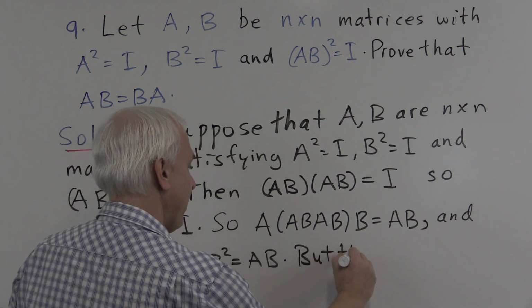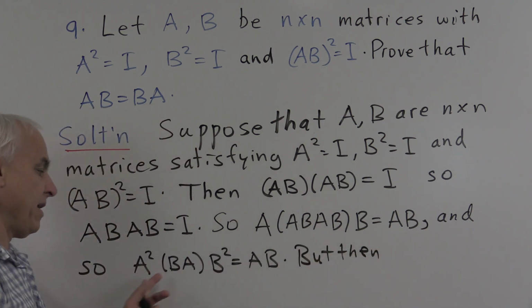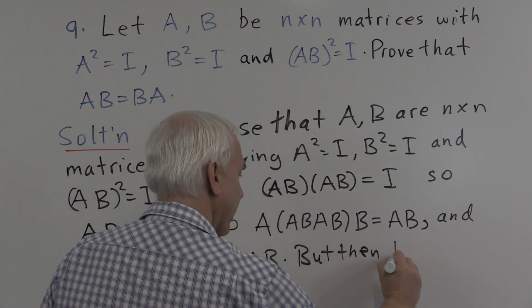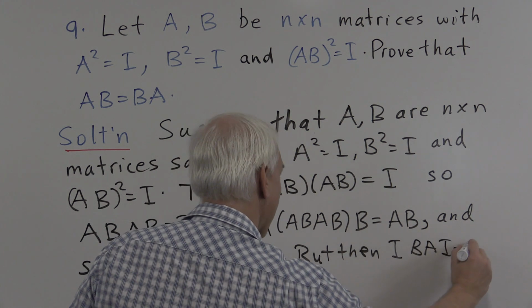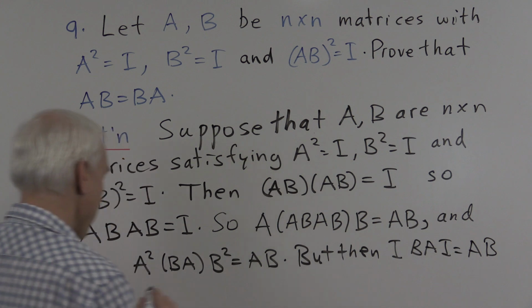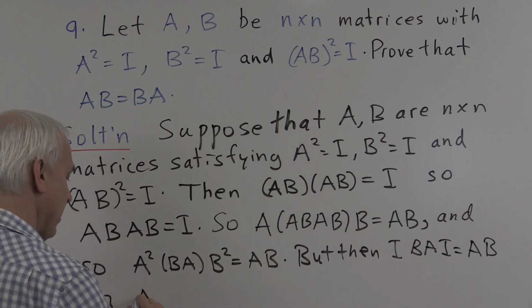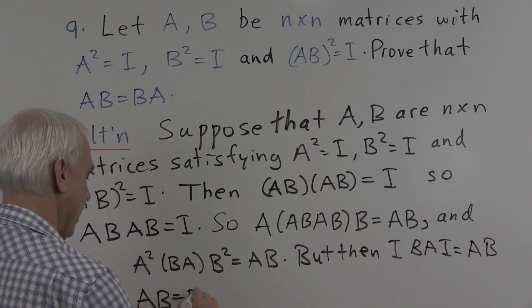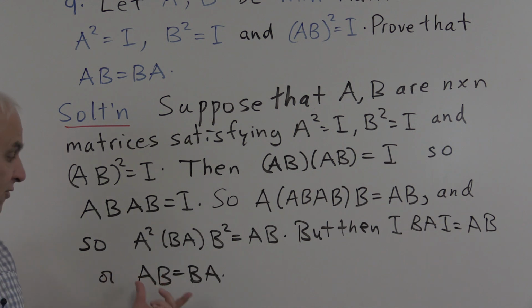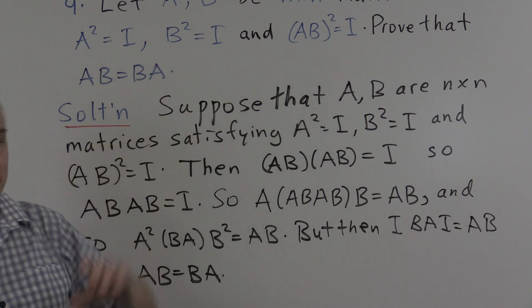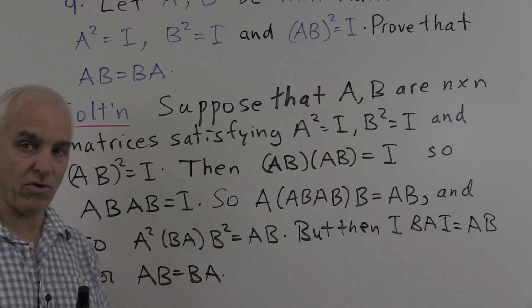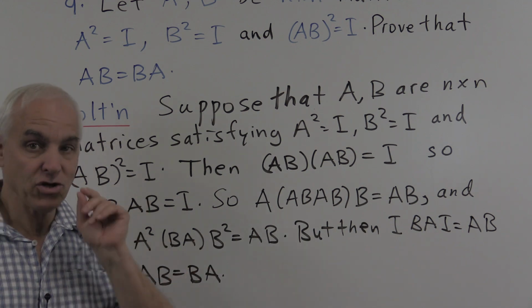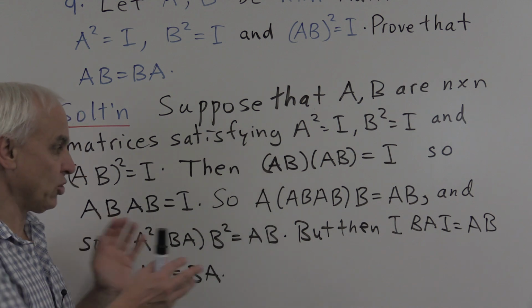But then A squared is the identity, B squared is the identity, so we have the identity times BA times the identity equals AB, or AB equals BA. So we've arrived at the required result, and we've made sure to use all three pieces of information. That's generally a guide to how to solve some more abstract problem like this. You're given three pieces of information. Try to make sure that you use them all during the course of your proof.